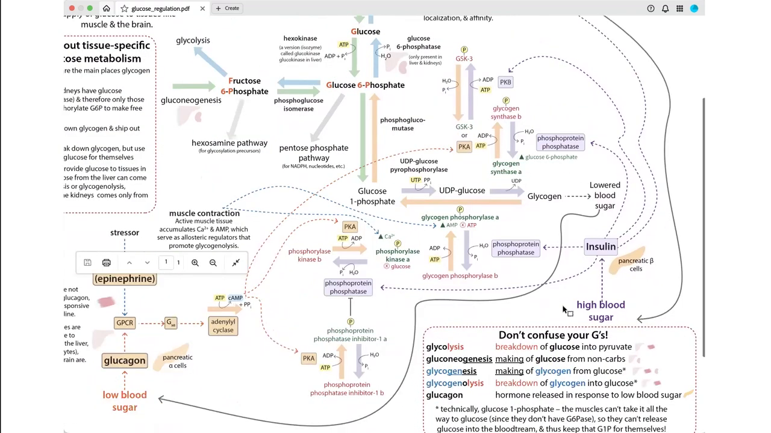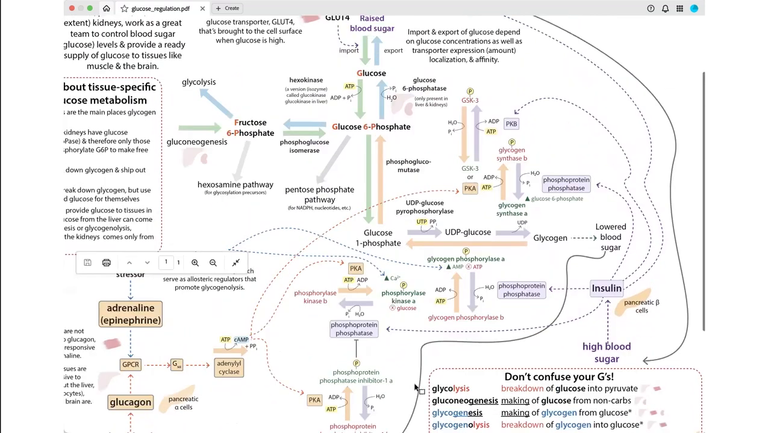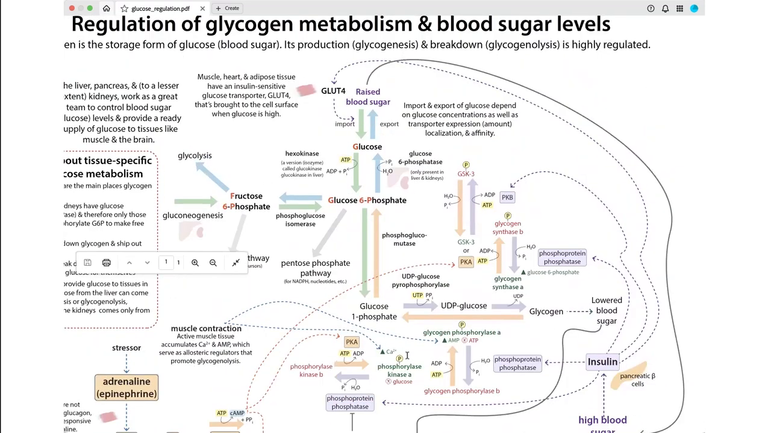And what if you overshoot it? What if your blood sugar gets too low? Or what if you haven't eaten in a while? In this case, you're going to want to do the opposite. You're going to want to be able to take that glycogen, break it back down into glucose 1-phosphate, and then take it back to glucose 6-phosphate where you can do what you want to do with it.